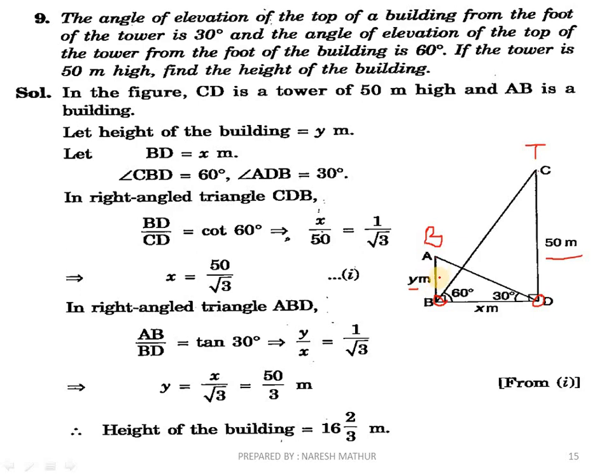We need to take this into consideration, because if the angle is greater then the height will also be greater. The side opposite to the larger angle is always larger, and the side opposite to the smaller angle is always smaller. So by this we can get an idea whether the height of the building should be greater than 50 or less than 50.